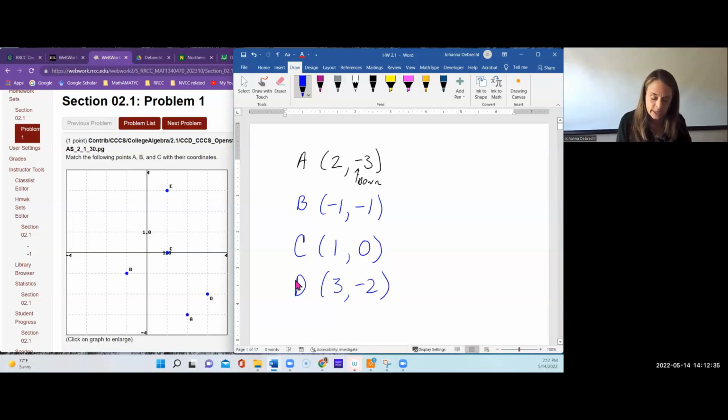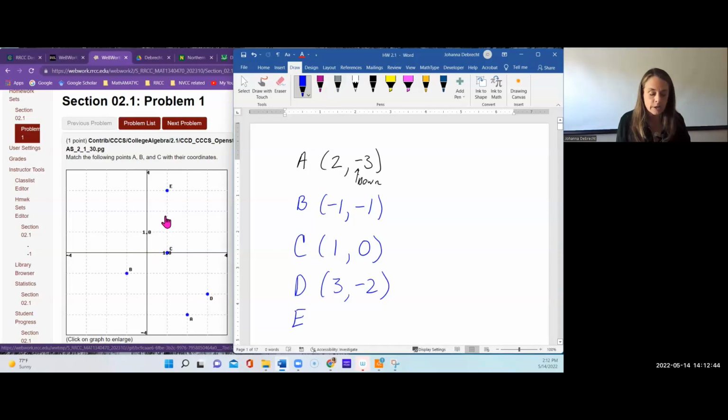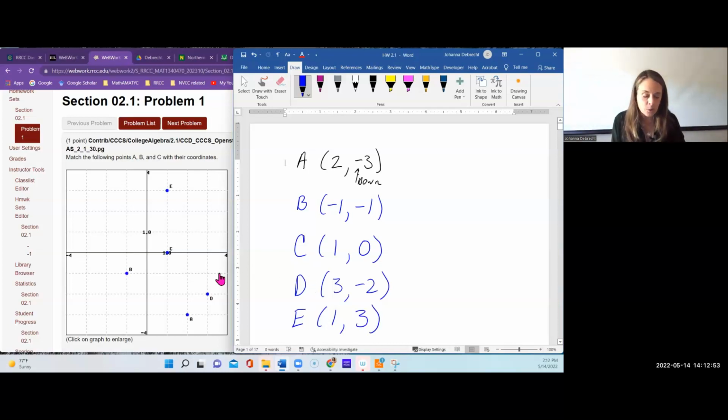What about point E, our last point? When we're looking at point E, again, start at the origin, you have to move to the right 1 and then up 1, 2, 3. Right 1 is a +1, up 3 is a +3. That's how you would plot the points.